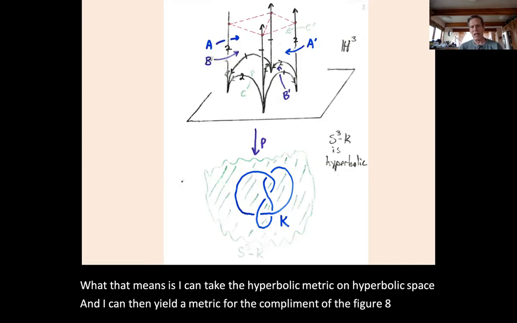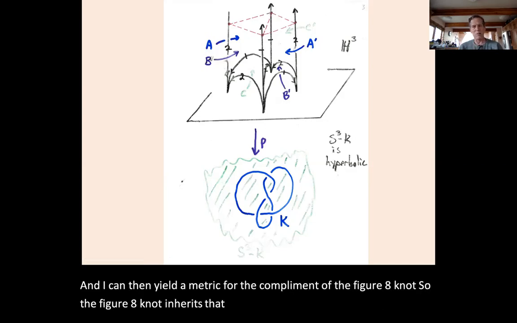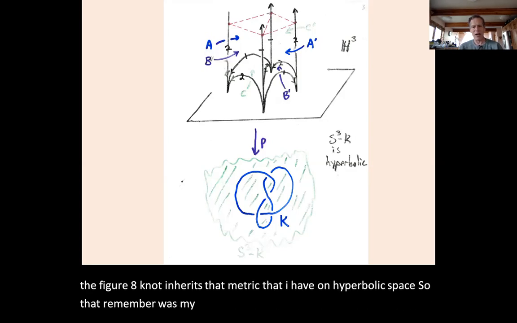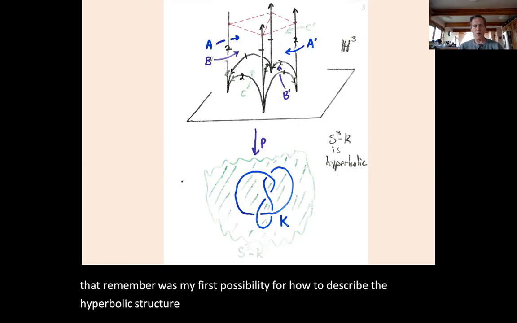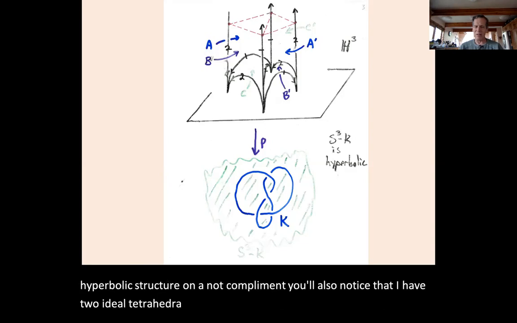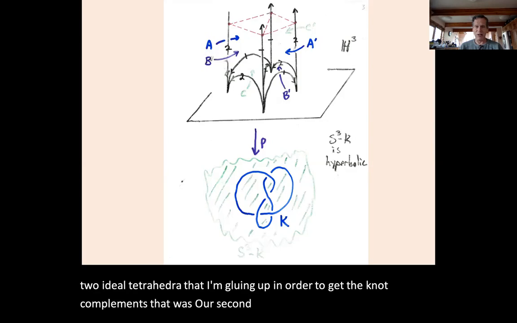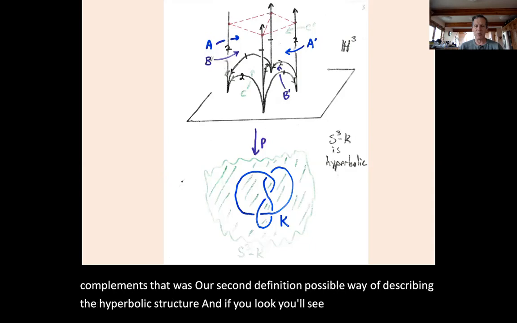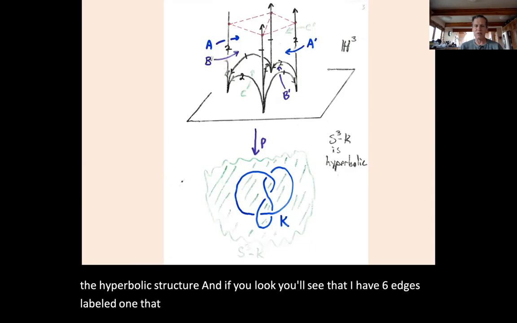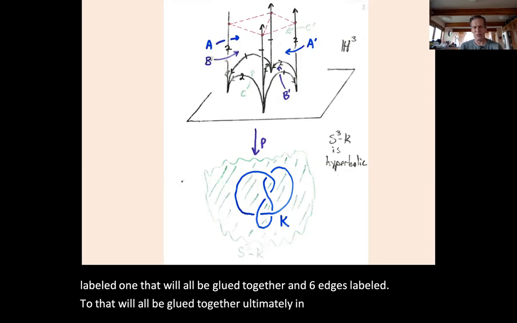So the figure 8 knot inherits that metric that I have on hyperbolic space. That, remember, was my first possibility for how to describe the hyperbolic structure on a knot complement. You'll also notice that I have 2 ideal tetrahedra that I'm gluing up in order to get the knot complement, and so that was our second possible way of describing a hyperbolic structure. And if you look, you'll see that I have 6 edges labeled 1 that will all be glued together, and 6 edges labeled 2 that will all be glued together, ultimately in the original 2 ideal tetrahedra.